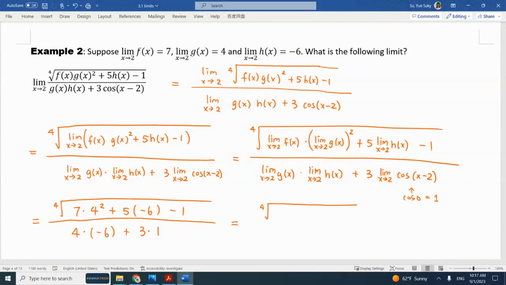Okay, what is 4 squared? What did you plug into the cosine again? Oh, the 2, okay. Yeah, so x goes to 2. So you plug in x is 2. So 2 minus 2 is 0.